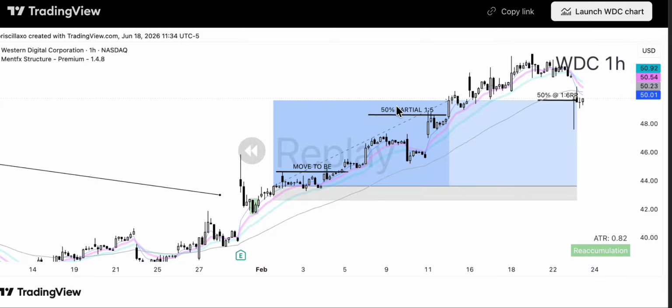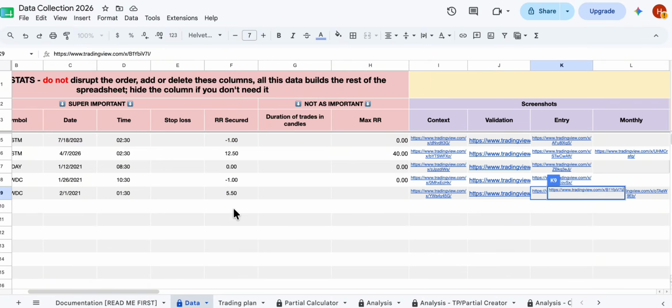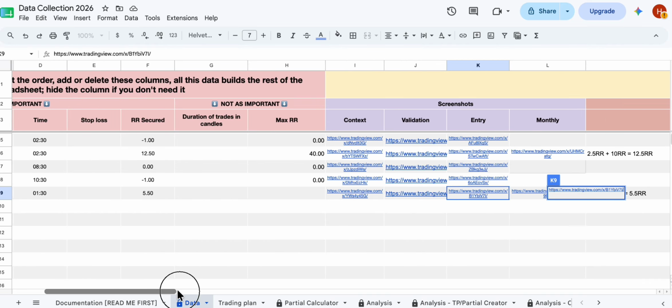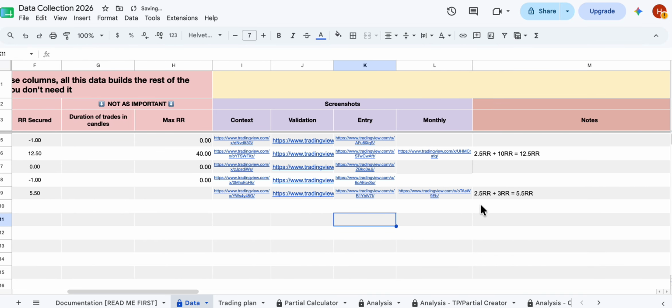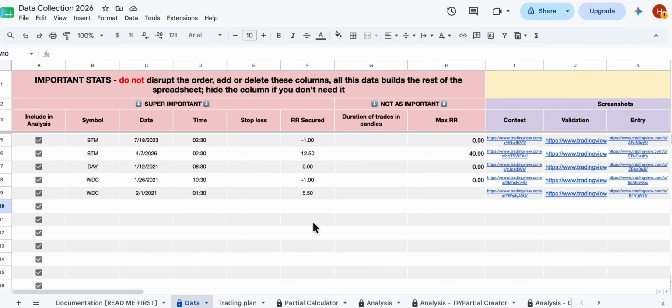So I ended up taking my first partial at 1 to 5, and I took my second 50% partial at 1 to 6. It was like 6.1, but I did 1 to 6. The RR secured was 5.5 because I had the 50% partial at 1 to 5. 50% of 5 is 2.5, and then the other 50% was 1 to 6. 50% of 6 is 3. So I added those two and got the 5.5 RR secured.